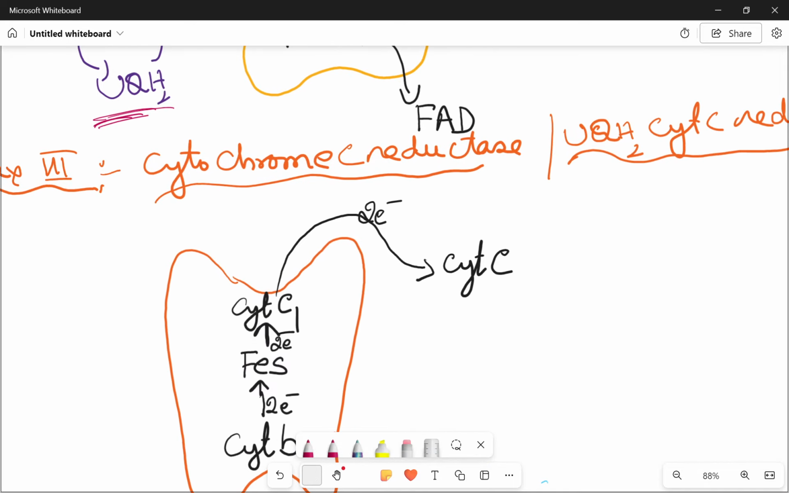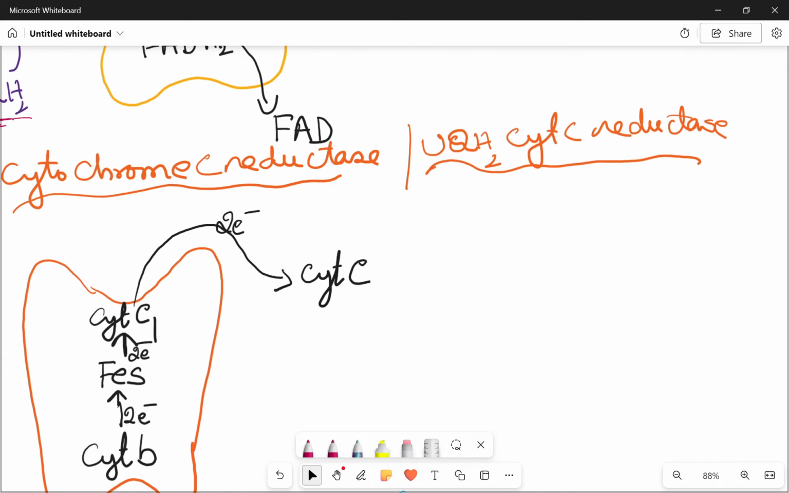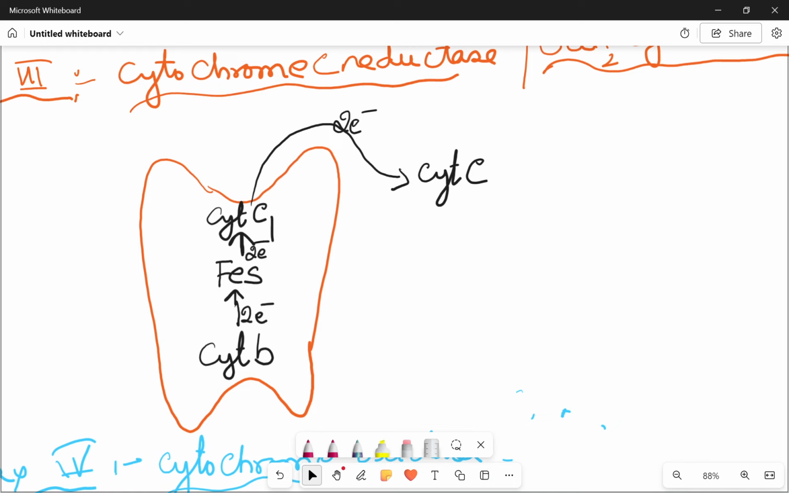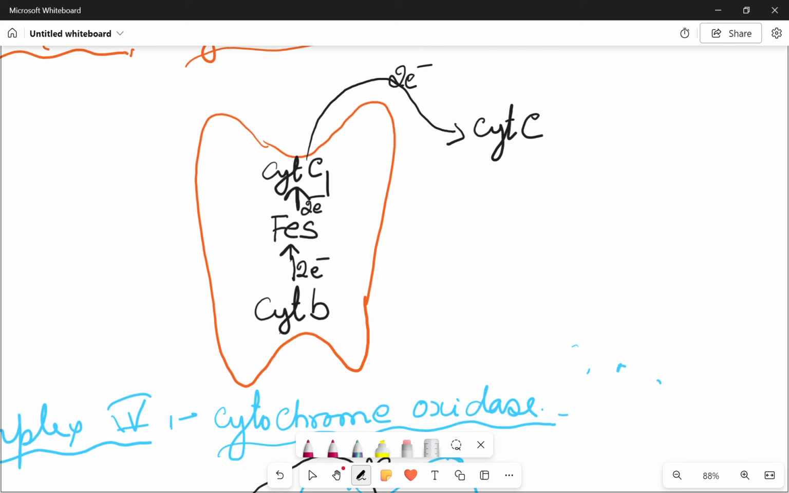Next, complex 3. Complex 3 is called cytochrome C reductase or UQH2 cytochrome C reductase. This cytochrome C reductase has cytochrome B, FeS and cytochrome C1. This cytochrome C1 releases those electrons to cytochrome C. What is cytochrome C? Like ubiquinone, this is also a mobile electron carrier.